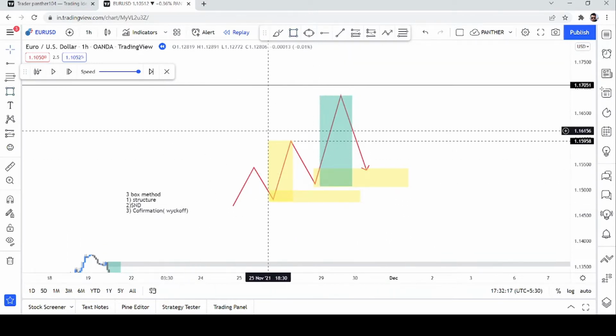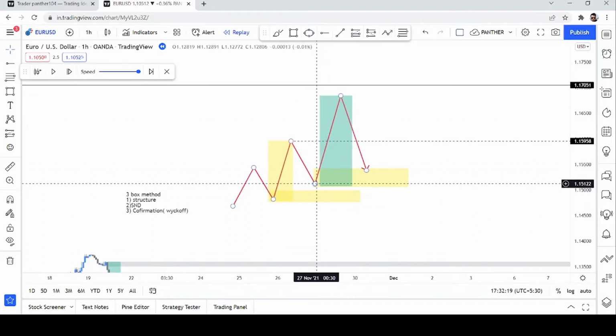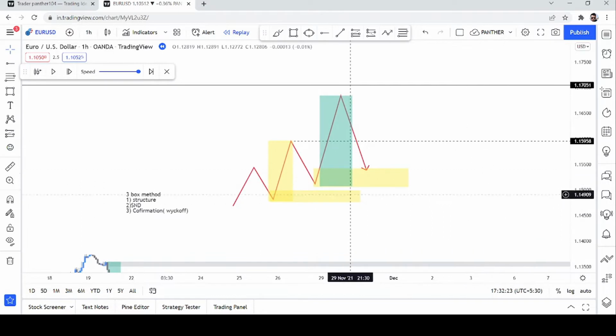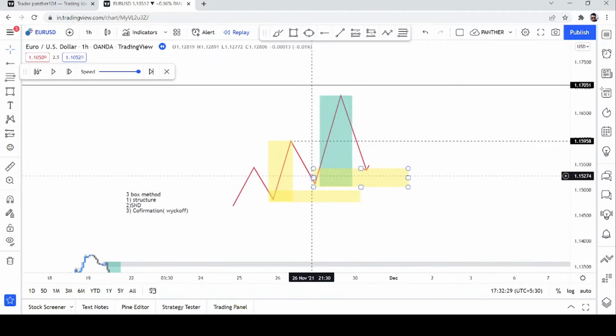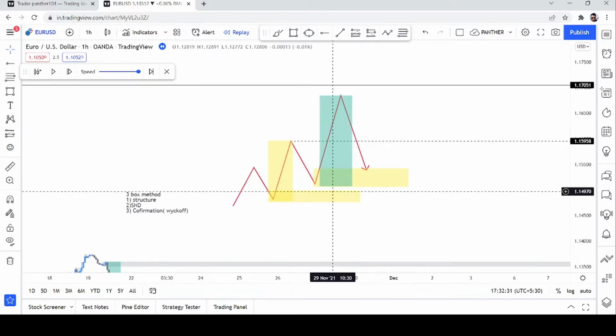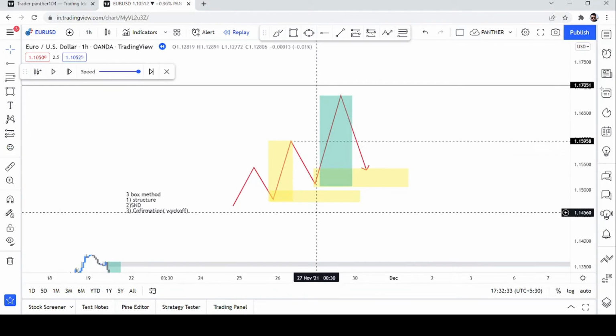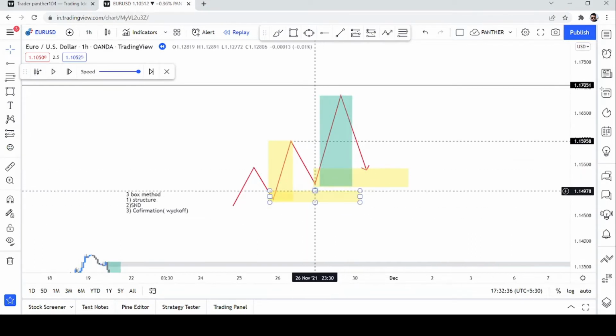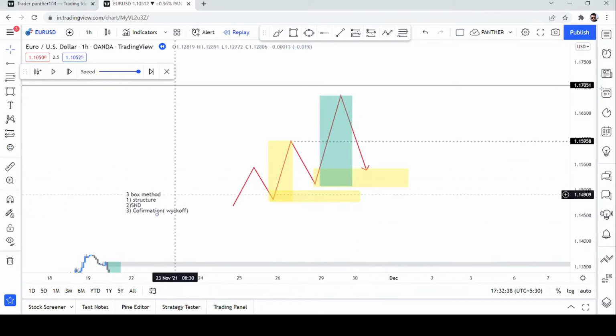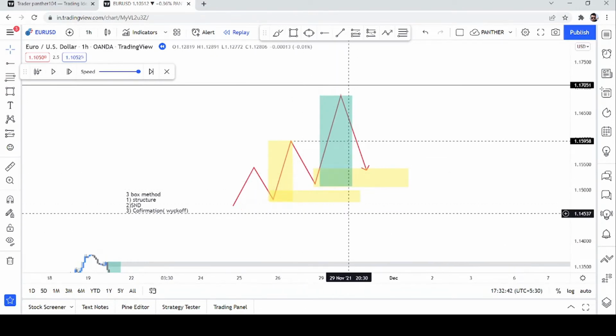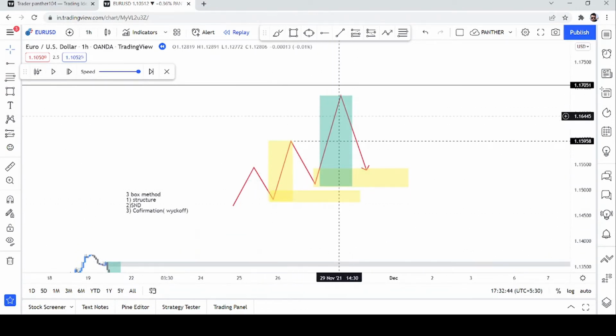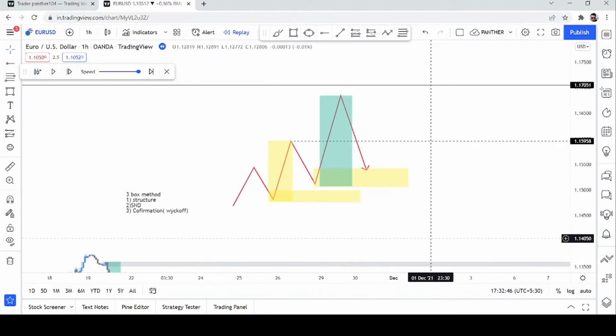If you are comfortable with some kind of confirmation that you have confidence with, however you trade, that's fine. Go ahead with it. You can use maybe a Fibonacci or engulfing, whatever it is that you are comfortable with. Use that confirmation. However, for me, I like to use Wyckoff as my confirmation. So this is the concept behind this three box method.